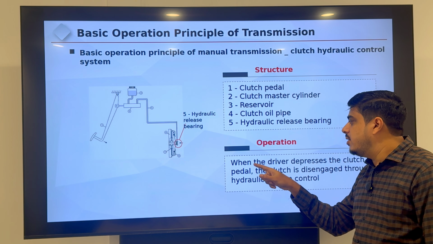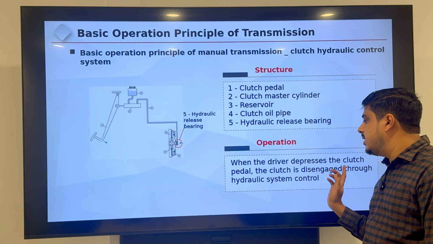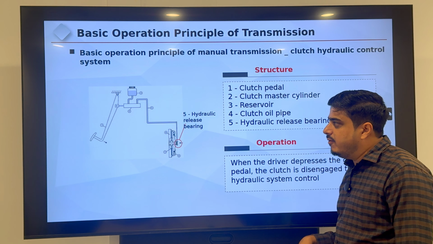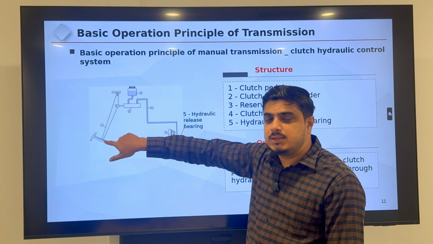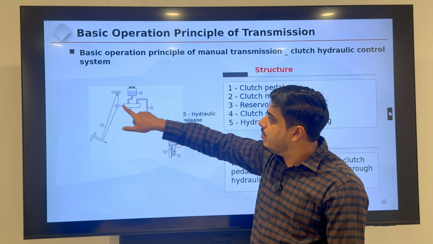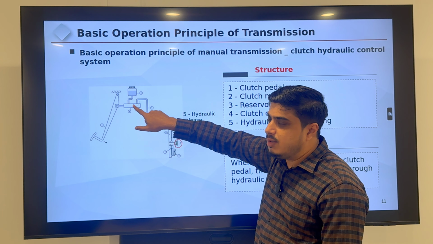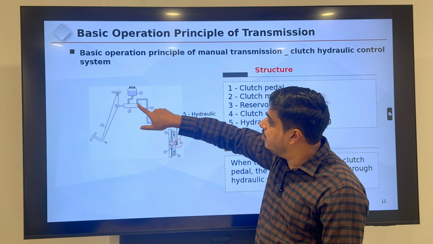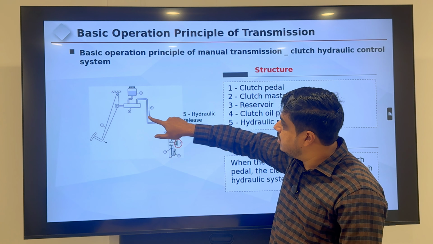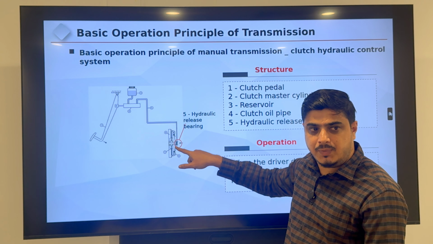How does it operate? When the driver depresses the clutch pedal, the clutch is disengaged through the hydraulic system control. When the driver presses the clutch pedal, what can the clutch pedal piston rod do? It will push the oil, pressurized, in the master cylinder. Then the pressurized oil goes through this hydraulic pipe until the clutch release bearing.